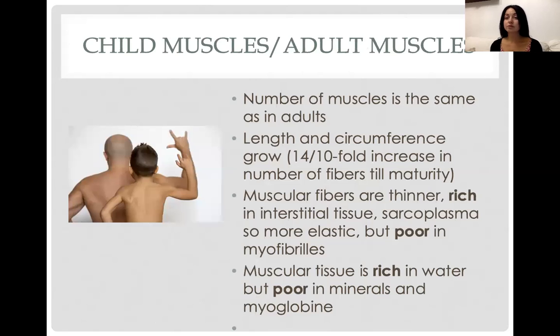So how are muscles different in children and adults? First of all, the first thing we think about when we talk about differences is the number of muscles. Let's remember that the number of muscles in a child's body is the same as in an adult body, but the muscular mass, the weight of muscles, is importantly lower in young children.